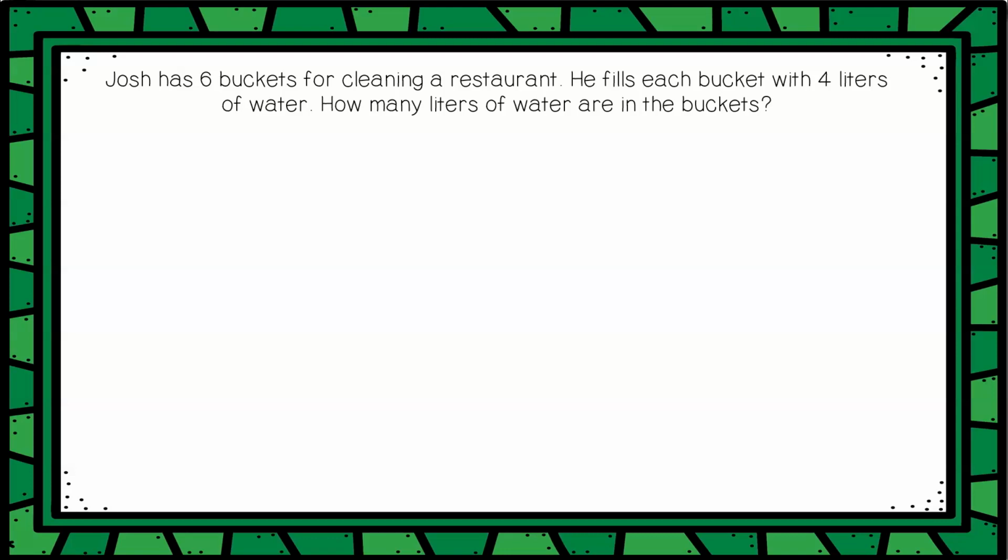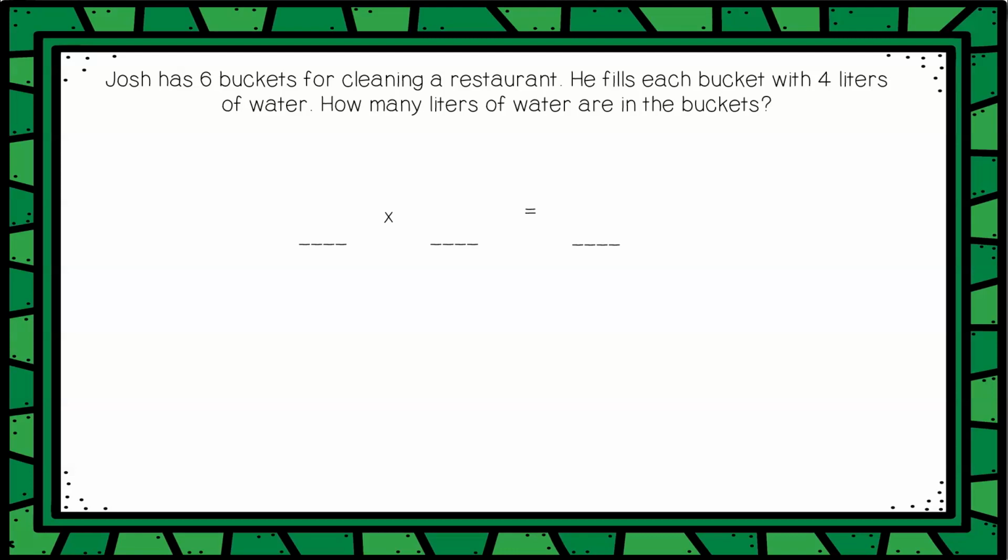Again, in this problem, we see the keyword each, and we also see how many. That tells us that we are either going to be needing to do multiplication or division. When we look at our important numbers, we see that there are some buckets that each have the same amount of water. That sounds an awful lot like equal groups, which would tell us that we need to do multiplication.